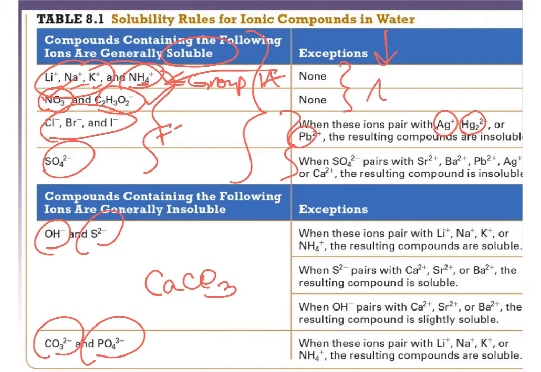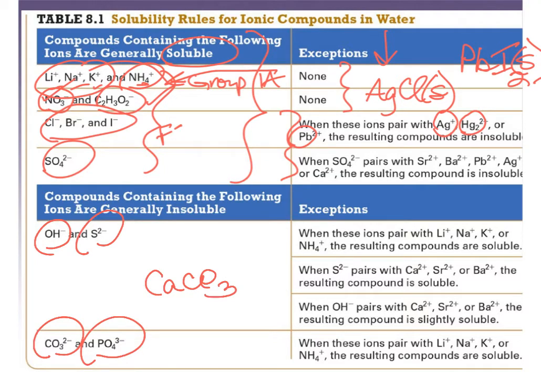So if you have, let's say, silver pairing with chlorine, it is insoluble. All right? Same thing if you had, let's say, lead coordinating with iodine. Okay, again, that would be insoluble.